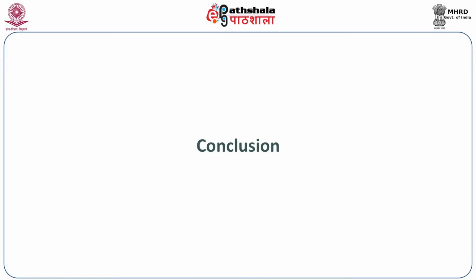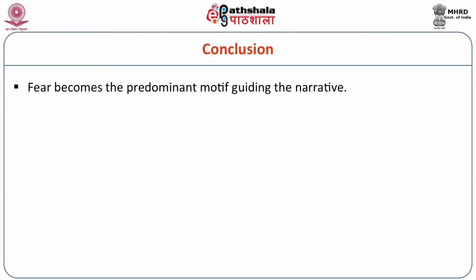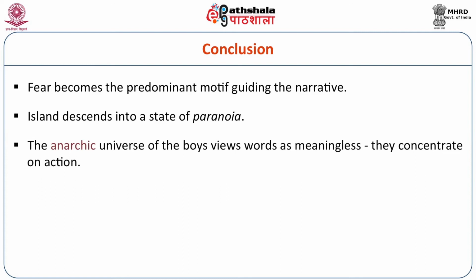Now, let's conclude. We'll try to cull out the major ideas in this novel. Fear is a very important motive that guides and shapes the narrative. And this is the way in which this book leaves its impact on you. The island descends into a state of paranoia. We just need to look at the world around us today to understand what the novel is trying to tell us. And this is where we can really understand what's happening on that island. The world of these boys, what kind of world is this? It's an anarchic world.